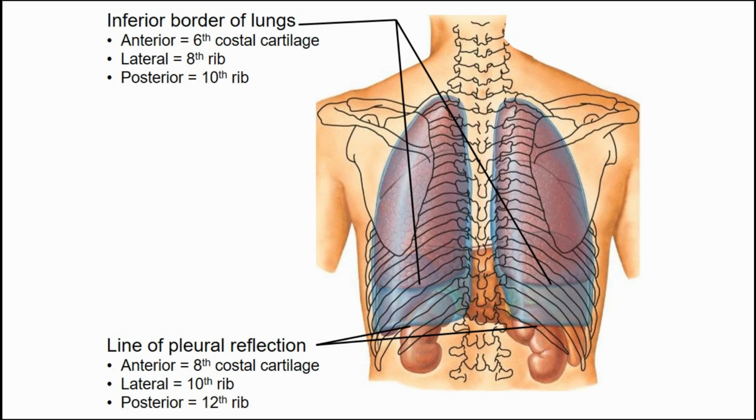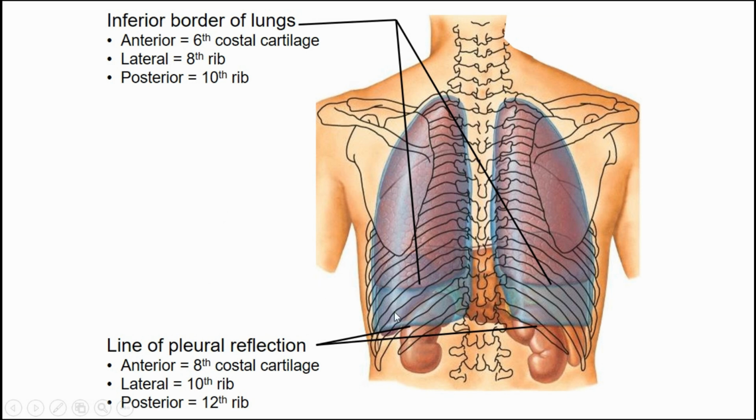So posteriorly, the lungs tend to extend down to about the level of the 10th rib. As we go more laterally, the 8th rib, and anteriorly about the 6th costal cartilage. We go down to the pleural reflection. That's going to be the 12th rib posteriorly, 10th rib laterally, and the 8th costal cartilage anteriorly. One thing I like about this is it tends to jump by twos. Pleural reflection, rib 12, inferior border of the lungs, rib 10. Laterally, 10th rib, 8th rib. Anteriorly, 8th costal cartilage, 6th costal cartilage.